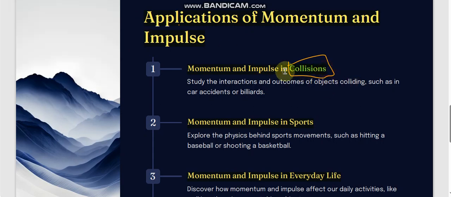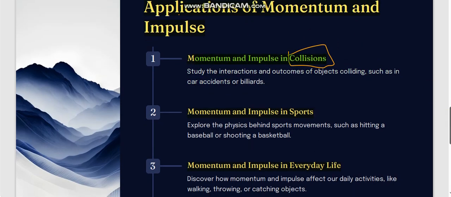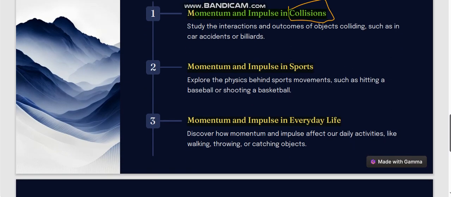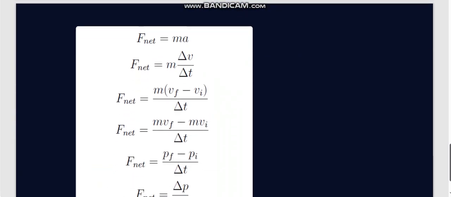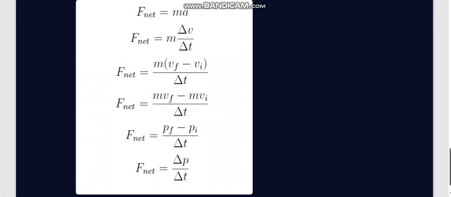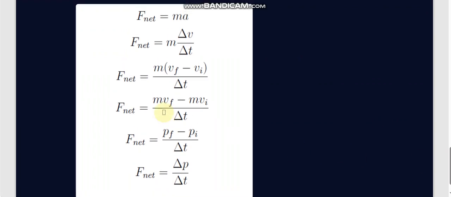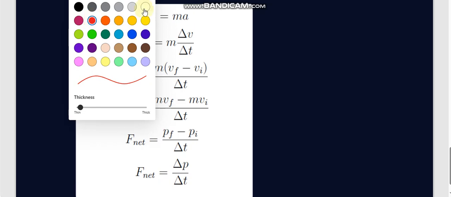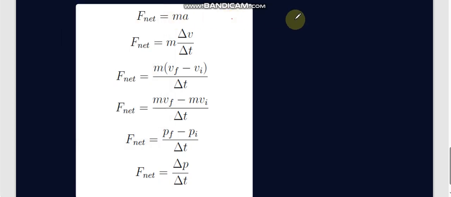But the first one, which is that one of a collision, definitely you will be having questions whereby they will be asking you regarding solving momentum and impulse within the collision scenario. And then firstly here we will be taking a look at the derivation. So this is the derivation.